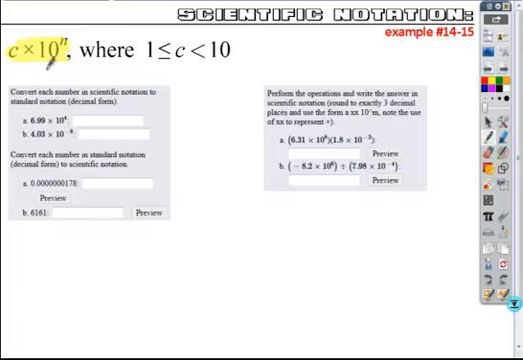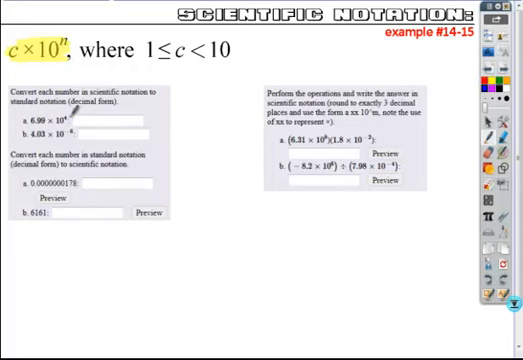So if you want to convert from scientific notation, what you're simply going to do is take the value that you begin with, and move your decimal point to the right or to the left n spaces. If it's a positive number, to the right. If it's a negative number, to the left.